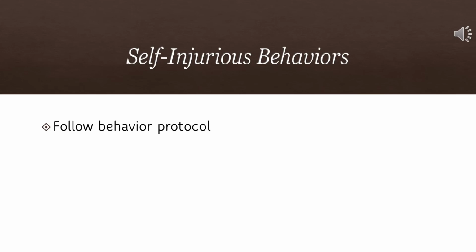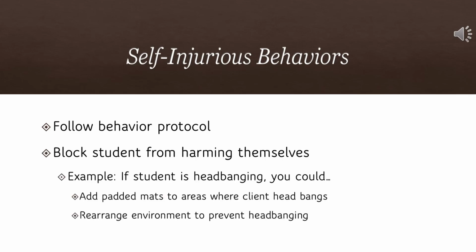Unless otherwise specified, you should block the behavior from occurring. For example, if a client was headbanging, you could add padded mats to areas where the client frequently engages in the headbanging behavior. Additionally, you could also rearrange the environment to prevent headbanging. For example, if the child headbangs frequently when their seat is placed next to the wall, you could rearrange the environment so that their seat is not directly next to the wall. We want to ensure our client's safety. Therefore, it is crucial that we prevent SIB from causing injury to our clients.